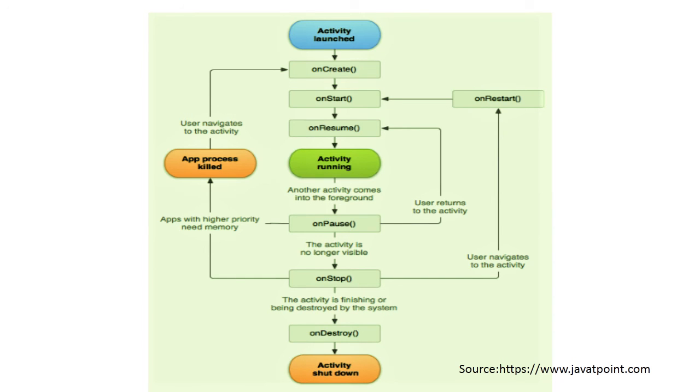This is the diagram of the Android activity and the service lifecycle. In this diagram, there are some states. Here the activity is initialized. After that the activity is running, meaning your application is running. And here the app process will be killed. And the last one is the activity shutdown, meaning your activity will terminate normally.